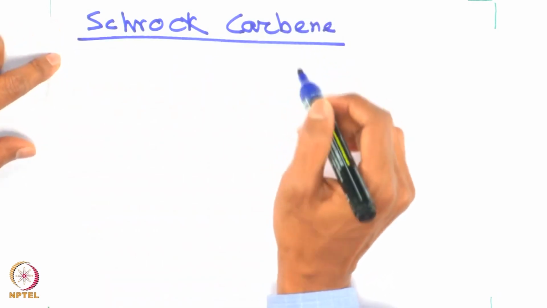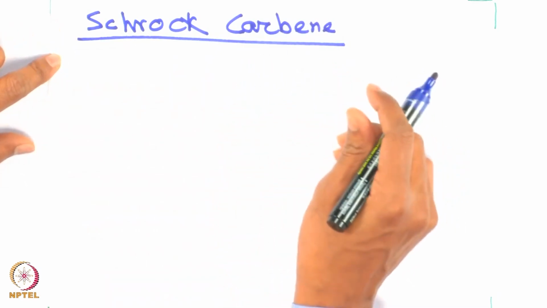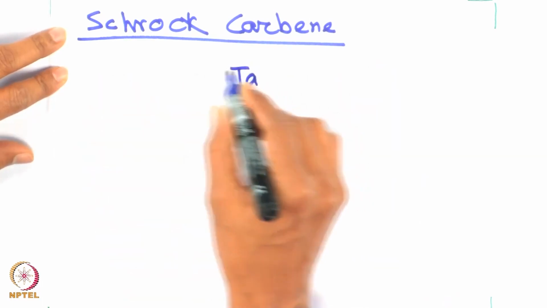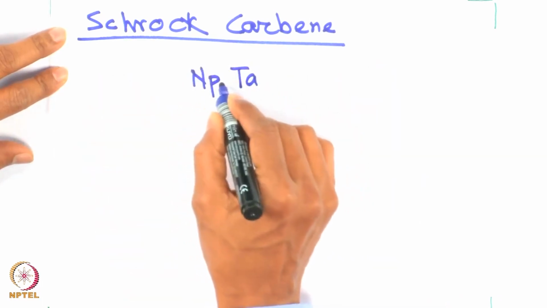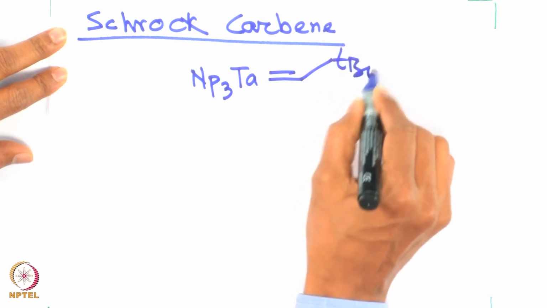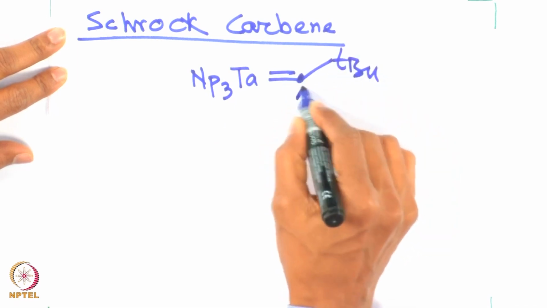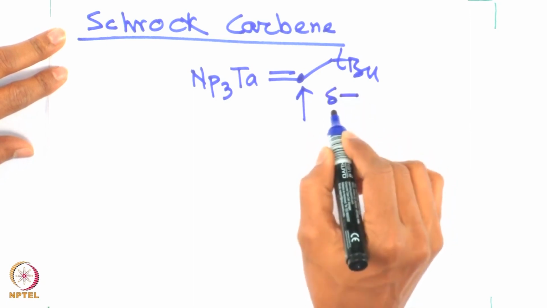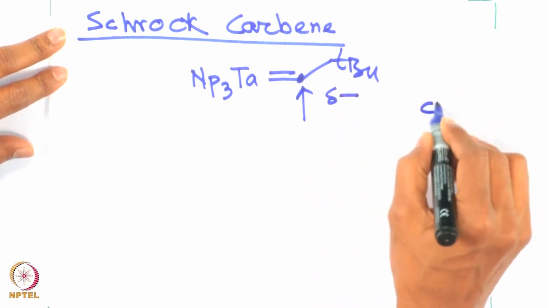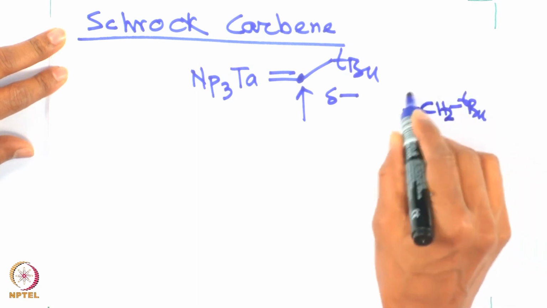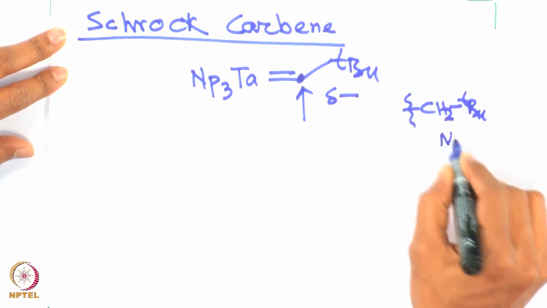These are also alkylidene type of molecules. We can have a tantalum complex with three neopentyl groups and the classical carbon center with the carbene. Now, this carbene, as you will see, is delta negative. Neopentyl is where you have a CH2 butyl group associated with it. This is your neopentyl group.